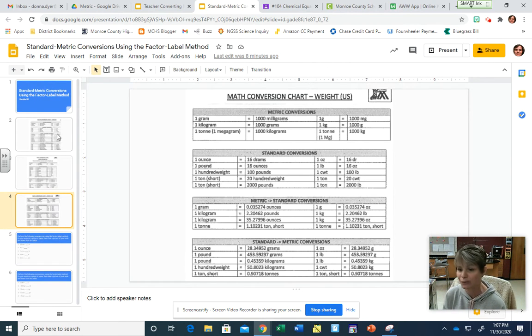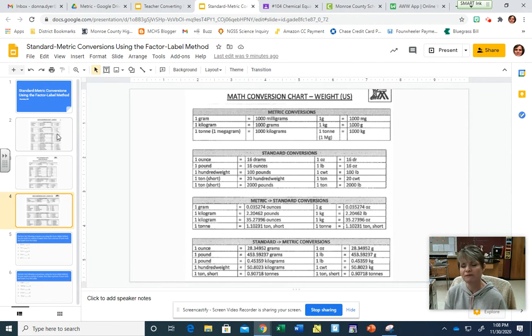But here in the U.S., we don't use those units. We use feet and inches and yards and miles. And we use ounces and pounds, and we use fluid ounces and gallons and quarts and pints. Okay, so those are English units or standard units, and we're one of the only countries in the world that uses those standard units. Most countries in the world use the metric system.